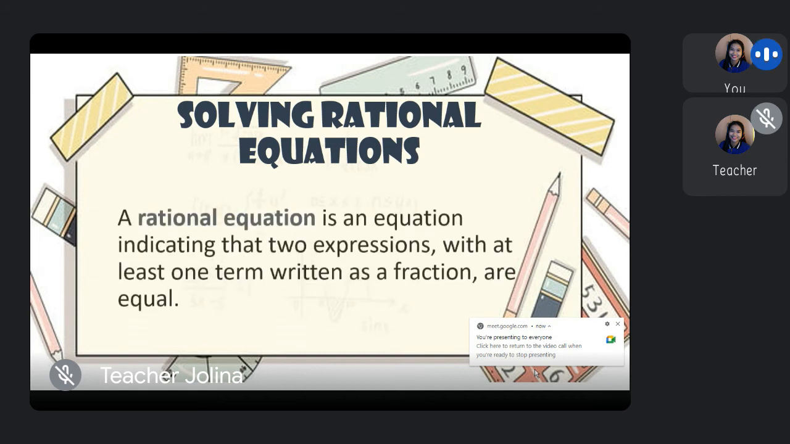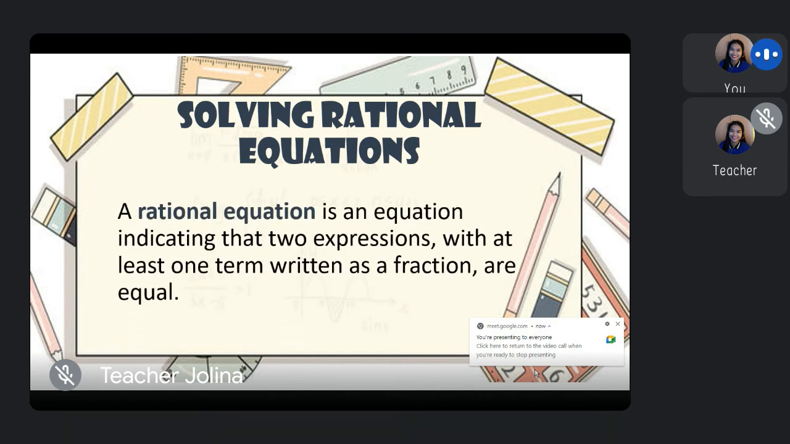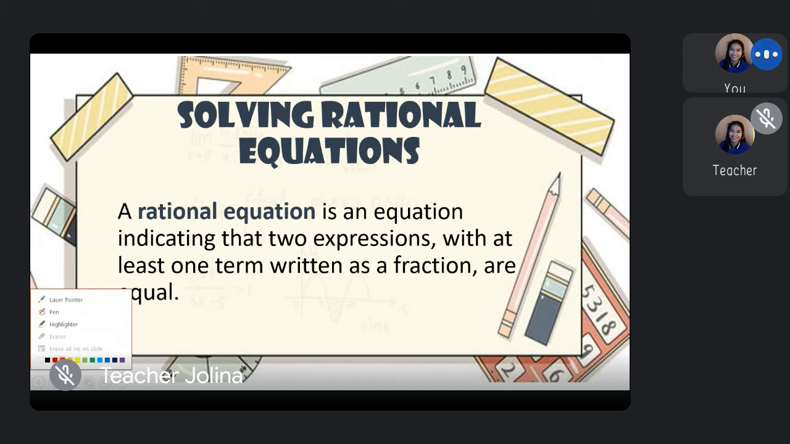A rational equation is an equation indicating that two expressions with at least one term written as a fraction are equal. So automatic, if nakita ninyo ang polynomials that are expressed as a quotient and both expressions are equal, it is considered po as a rational equation. So yung first expression which is considered as a rational function and yung another expression which is considered as a rational function, ang tawag po natin doon ay rational equation once na sila ay mag-equal.